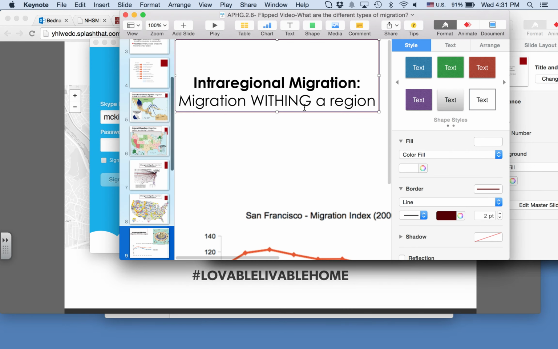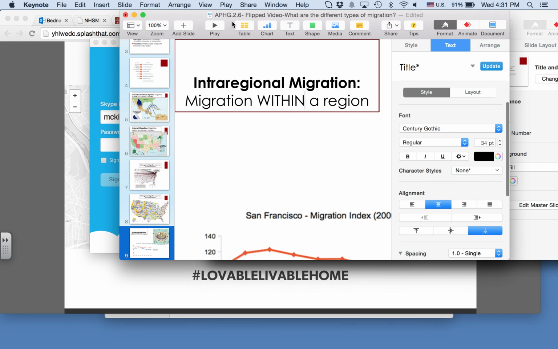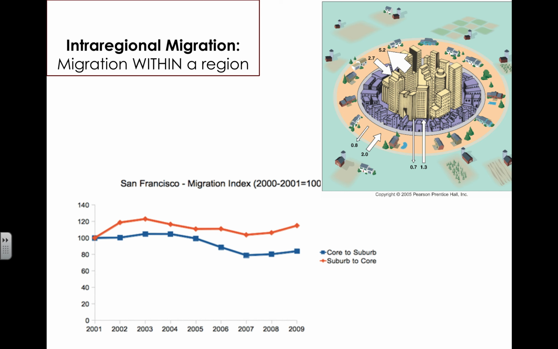So you can see, for example, intra, which means within, is going to be something like someone moving from D.C. to Northern Virginia, or Northern Virginia to Southern Maryland, or Western Maryland. These are just the migration sort of in a general city area. That would be an example of an intra-regional migration. You can see that I have a chart down there in San Francisco. The core would be the city proper, and the suburbs are the area surrounding a city. So you can see people moving with intra-regional migration there.